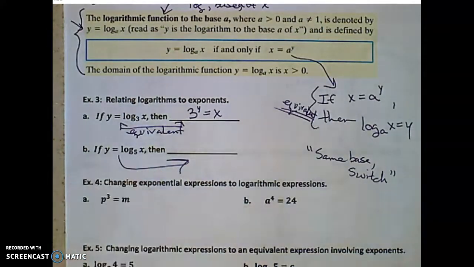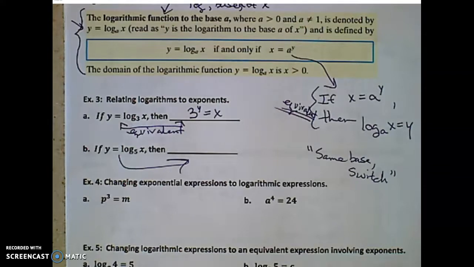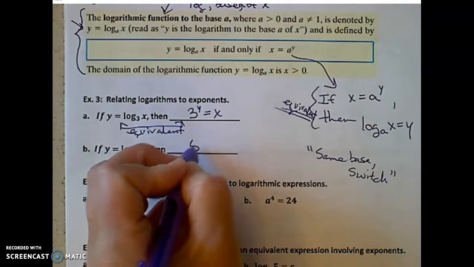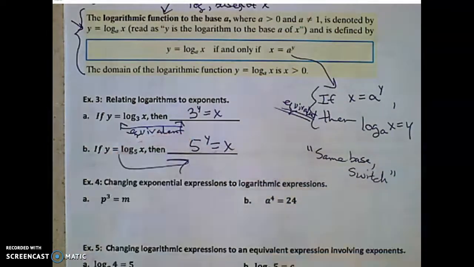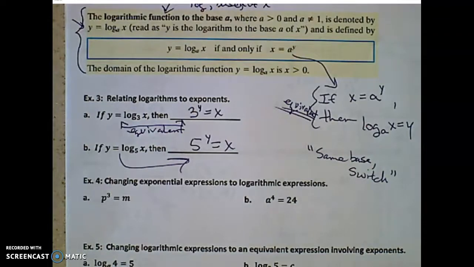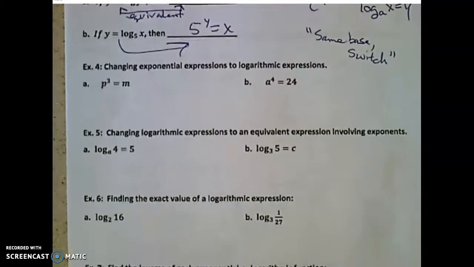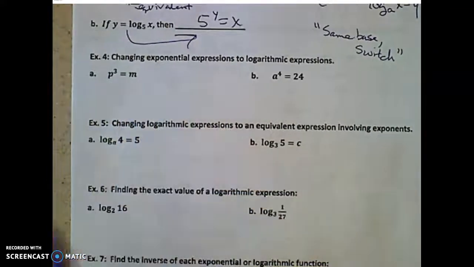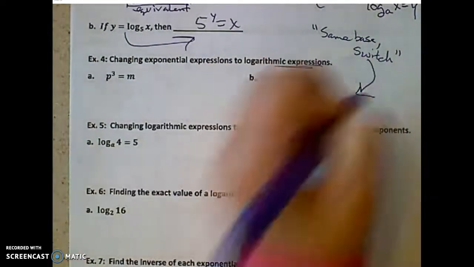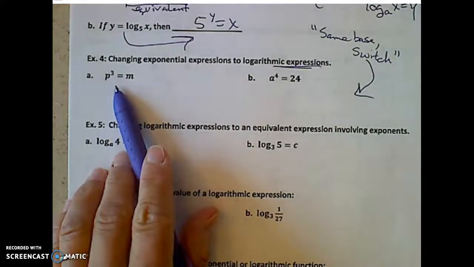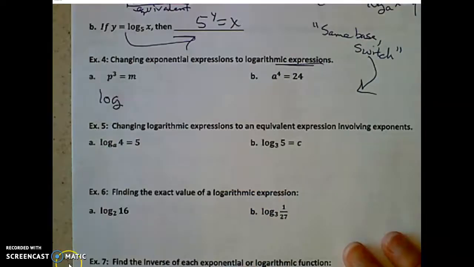This is equivalent to what? Same base switch it, please. If y is equal to log base 5 of x, that's equivalent to same base as 5. 5 was with the x, now it's going to switch and it's going to be with the y. And those are equivalent. Okay, just for a little practice getting comfortable with our logarithms, here are some exponential expressions. Could you change them to logarithmic expressions by same base switching them? Please rewrite that as a logarithm. Give it a go.